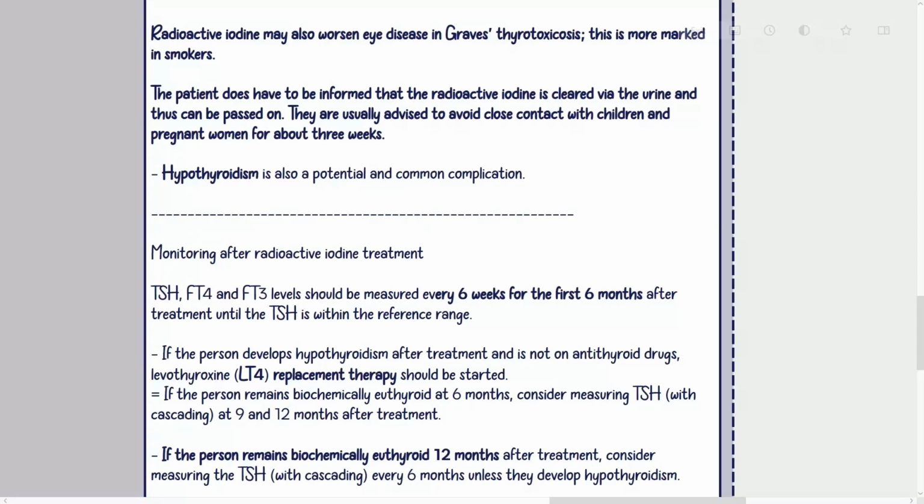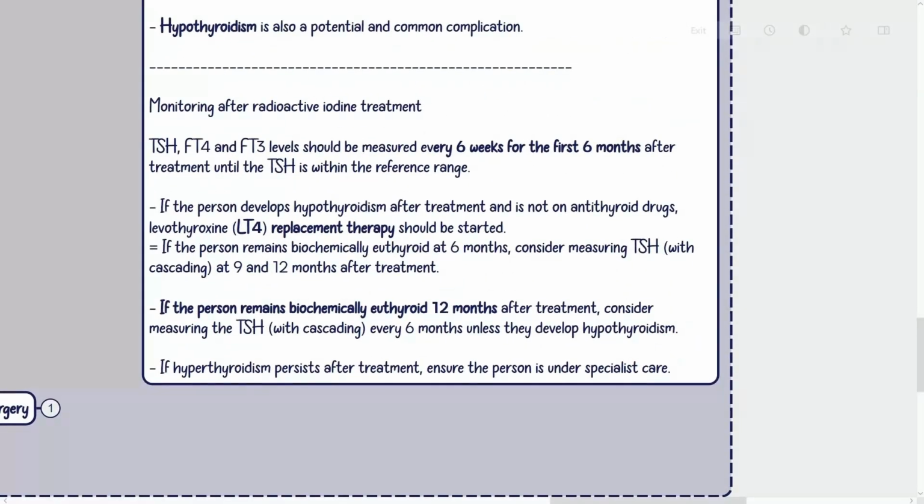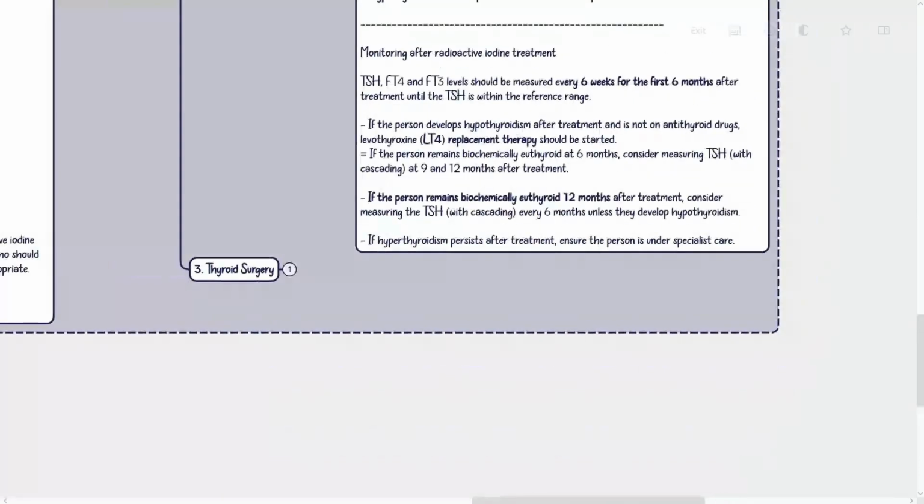If the person remains biochemically euthyroid at 6 months, consider measuring TSH with cascading at 9 and 12 months after treatment. If the person remains biochemically euthyroid 12 months after treatment, consider measuring the TSH with cascading every 6 months unless they develop hypothyroidism. If hyperthyroidism persists after treatment, ensure the person is under specialist care.